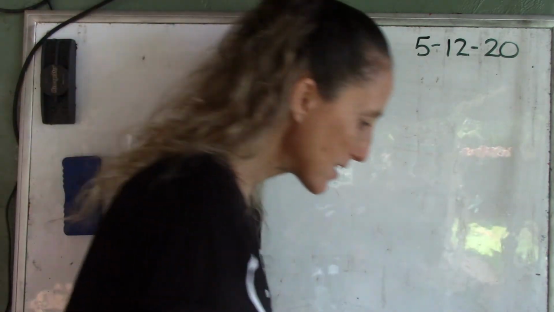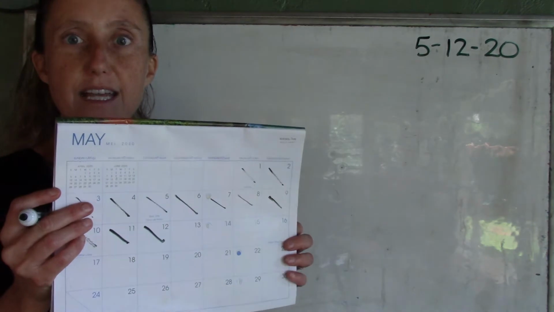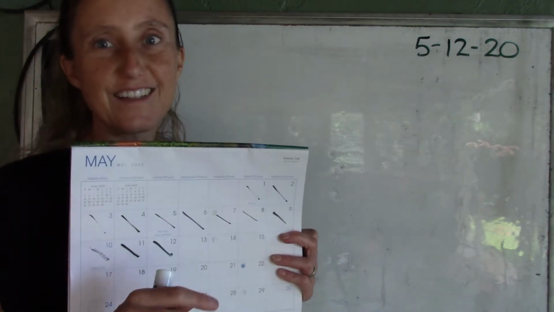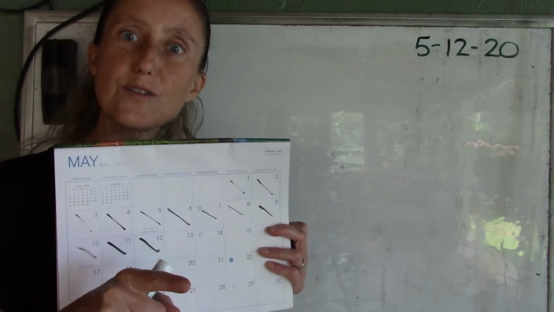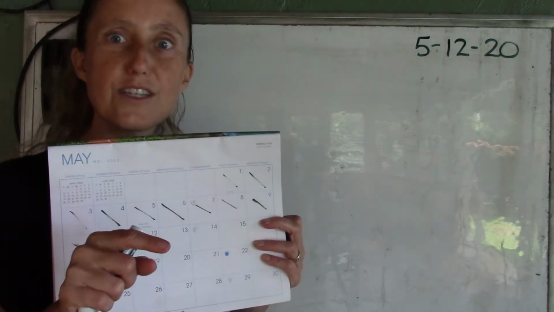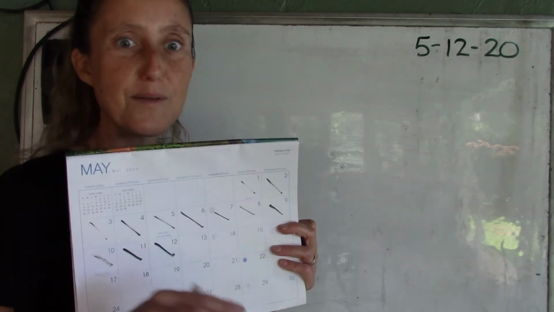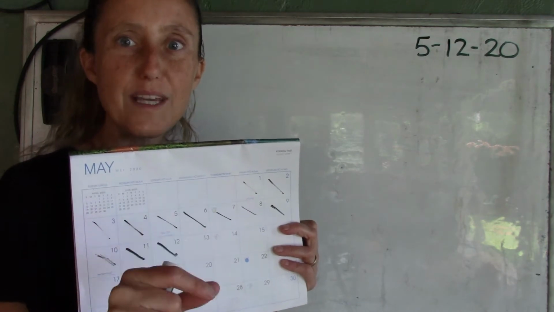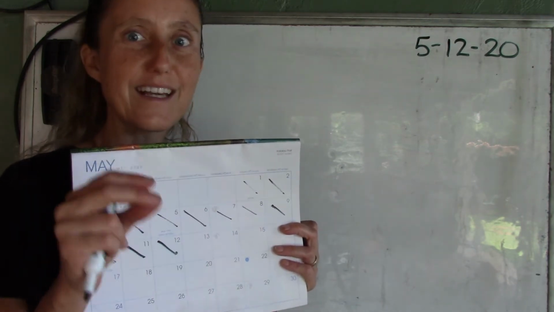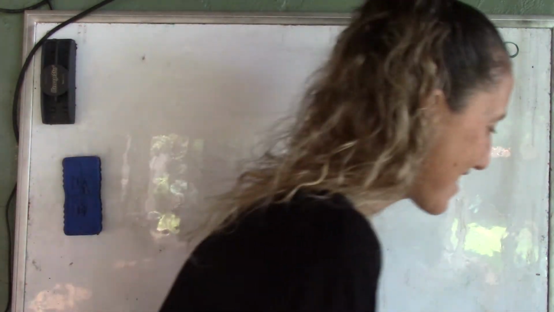All right, let's do our days of the week. There's the other song that we've sung before. There's Sunday and there's Monday. There's Tuesday and there's Wednesday. There's Thursday and there's Friday. And then there's Saturday. Days of the week. That is another way to sing it.